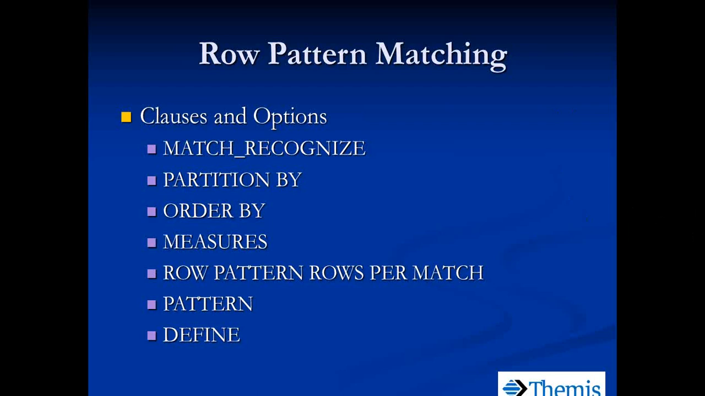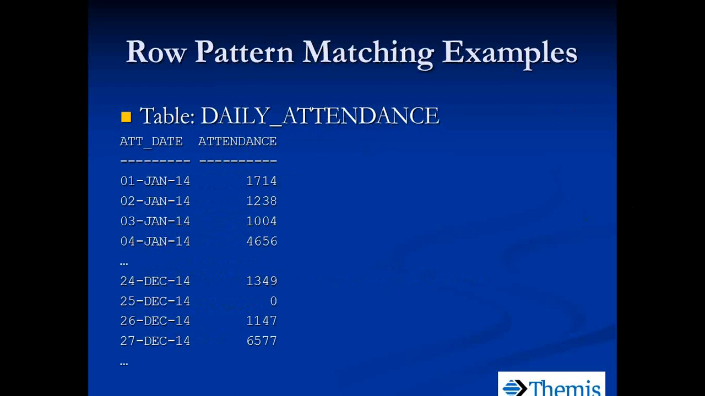All right, let's take a look. Let's get into this code here. All right, here's the data that I'm going to be using for the first few examples. It's just an attendance type of table. Each row will represent a different date from last year, 2014. And then I've got this attendance figure, maybe for a museum or a zoo or whatever it might be. Here's the daily attendance.